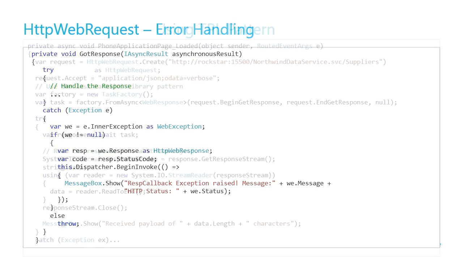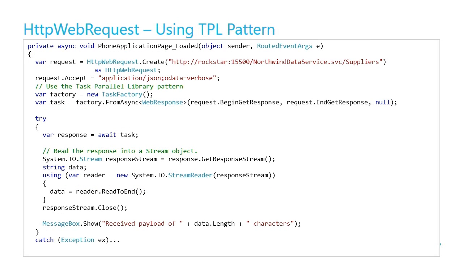Now, again, using the TPL pattern, which is the Task Parallel Library, which is the proper name or the originating name for the async await pattern. You start off the same, HTTP web request.create, to give you an HTTP web request instance. Again, we're setting the accept header on that. This is actually going off to an OData service and getting the verbose version of the JSON feed. We're going to look at that a little bit more shortly.